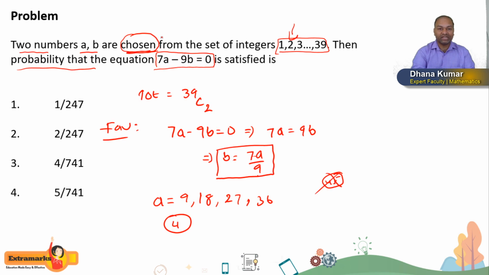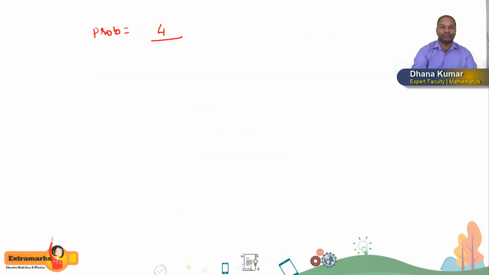Now the probability answer will be favorable cases 4 by total number of cases 39C2. Anyhow, options simplification is there, so you have to simplify. 4 by 39C2, which can be written as 39 into 38 by 2. So that is reverse. Simplification you see here.